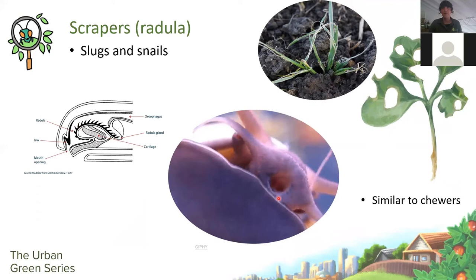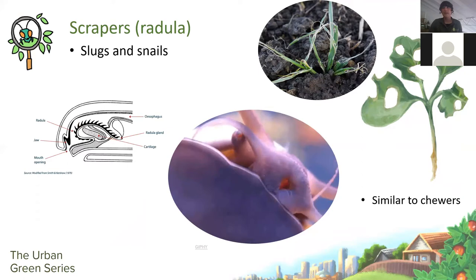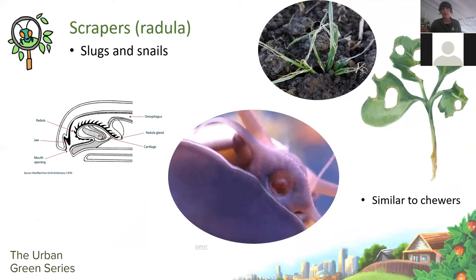The damage that these guys create can look really similar to chewers. Sometimes it looks a bit more raggedy, but it can actually be quite difficult to distinguish between a chewer and a scraper if all you see is the damage on a plant. Though, of course, sometimes these guys leave a little slimy trail in the morning that leaves them red-handed.